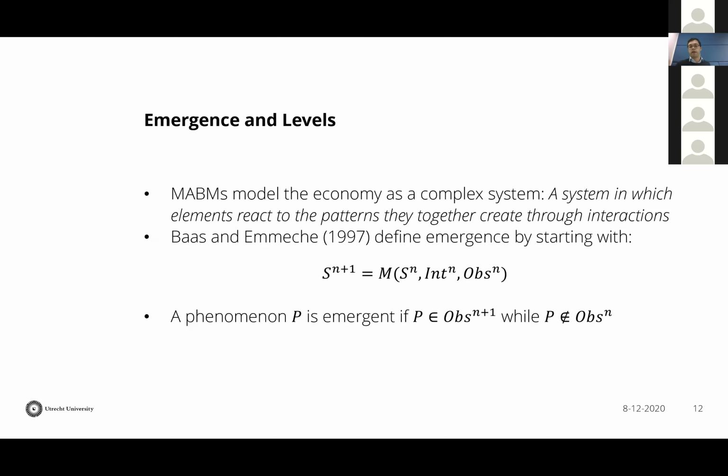Right, so we have agents that are kind of this base level in an agent-based model, for example, and they are this level n. And through interaction, they form new structures, which is this n+1. And if we observe a phenomenon at this higher level, which we do not observe at level n, then we can say that this phenomenon is emergent.